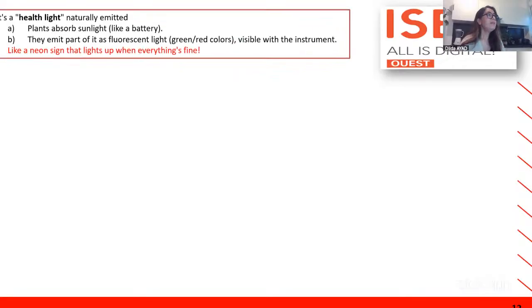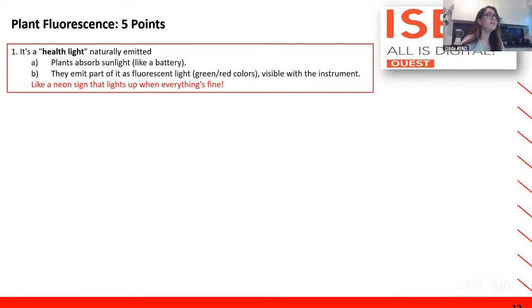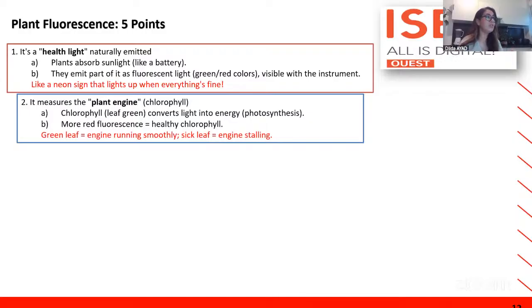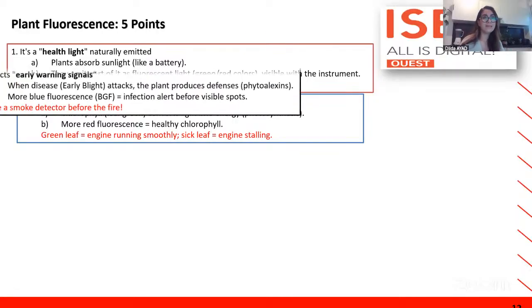Let me explain more about plant fluorescence in 5 points. The first one, it's a health light naturally emitted, like a neon sign that lights up when everything is fine. The second point, it measures the plant engine. A green leaf equals an engine running smoothly, and a sick leaf equals an engine stalling.